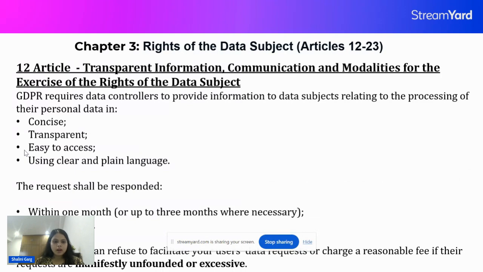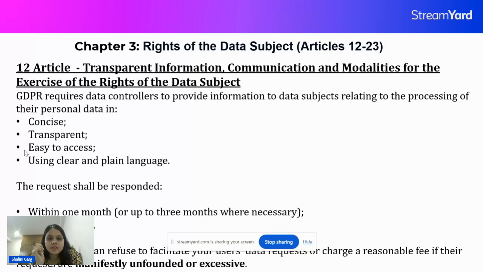Now, we are moving towards chapter number 3, which is rights of the data subject. The data subject is the same as I have told you: a natural person, me, you, all are data subjects whose data is being processed. Rights of the data subject are given from article number 12 to article number 23. Now we are going to read it.